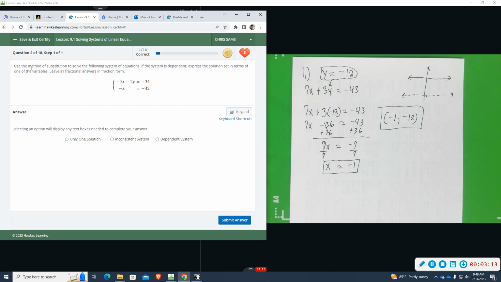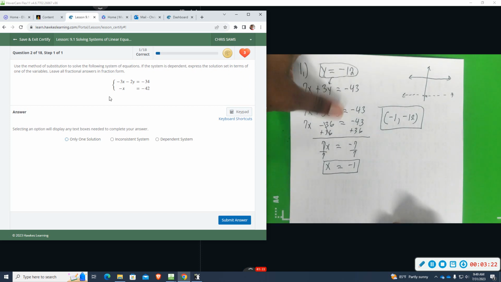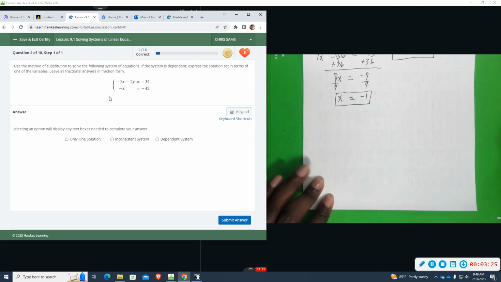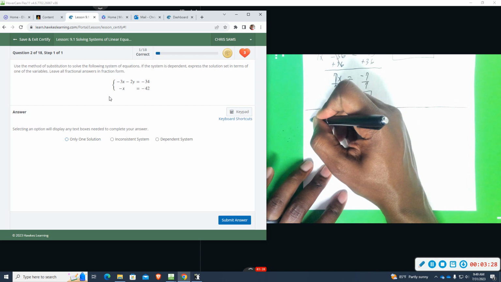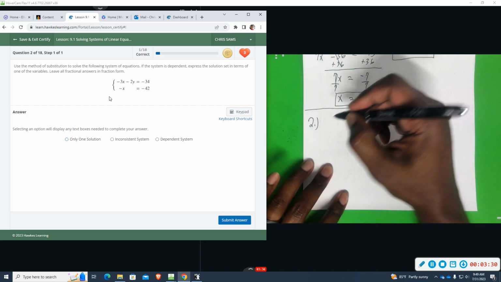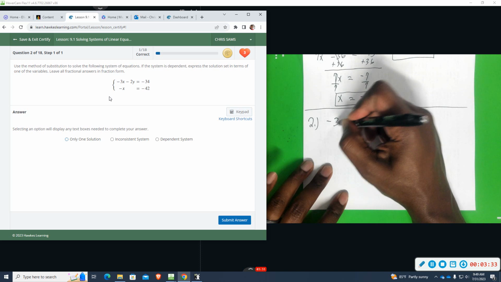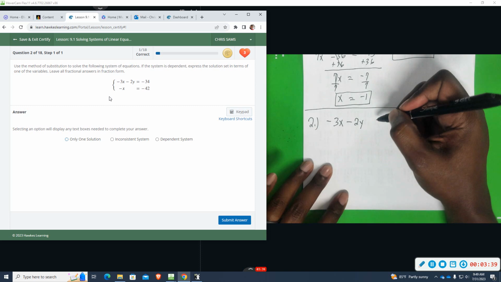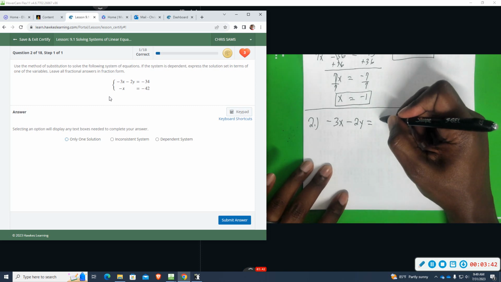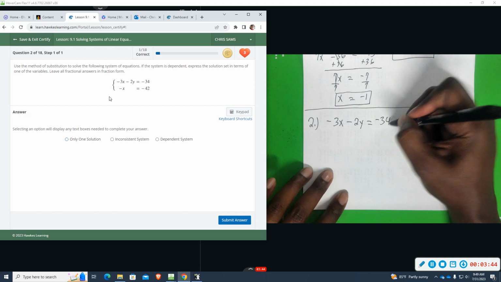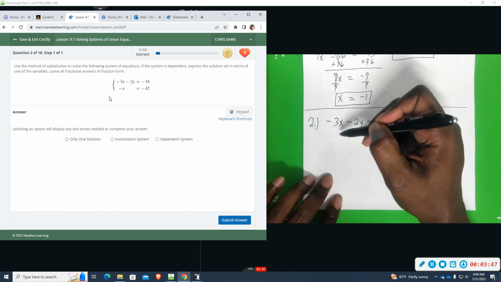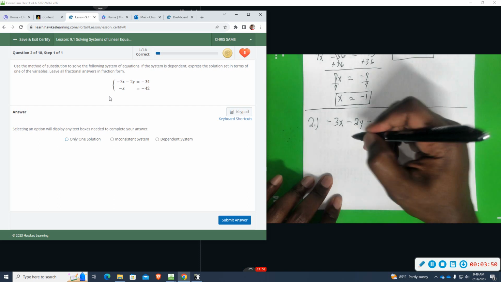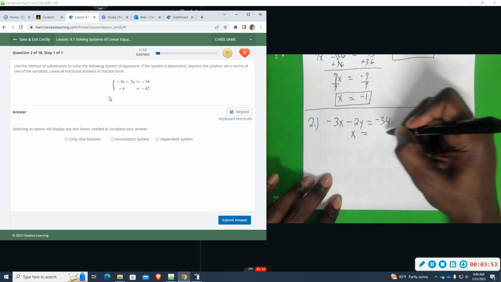All right. Number 2 wants us to use substitution as well, so it's very similar, except we're given x equals some number. So given -3x minus 2y equals -34. Now, as you see, we have a -x equals a -42. So likewise, that means positive x equals positive 42.